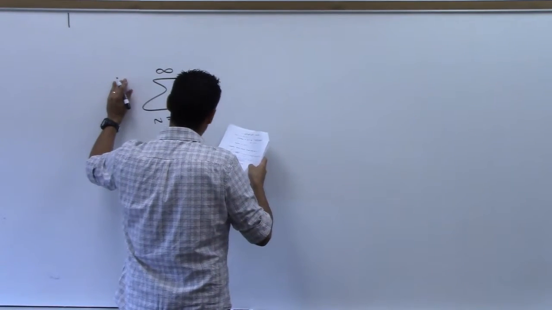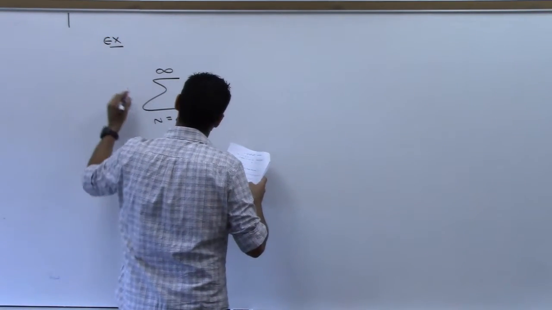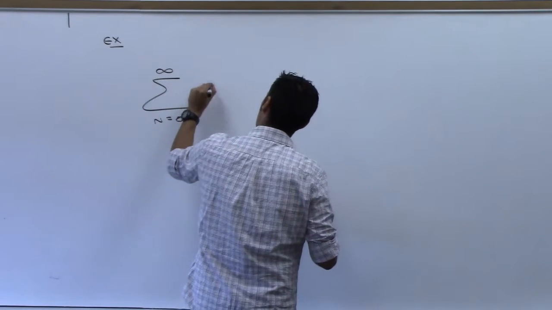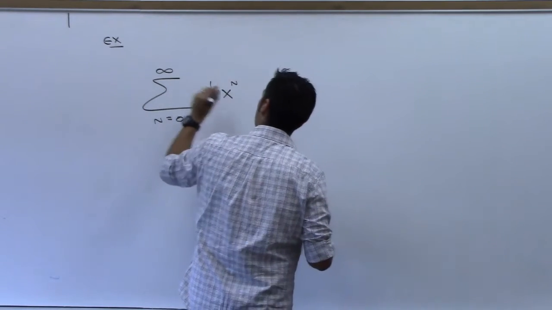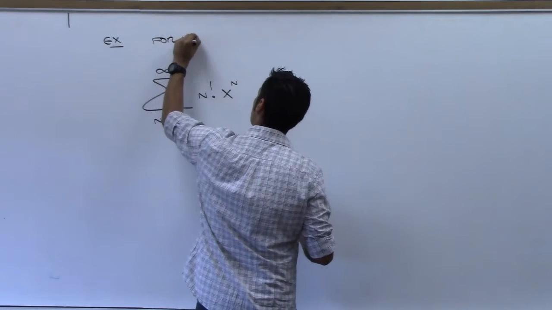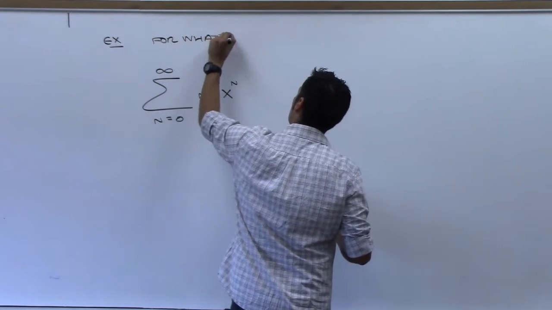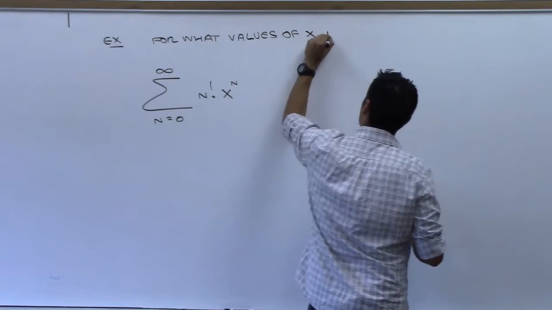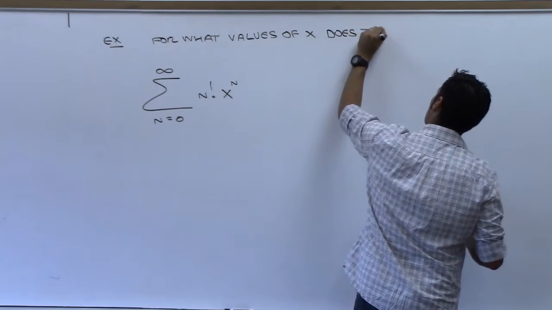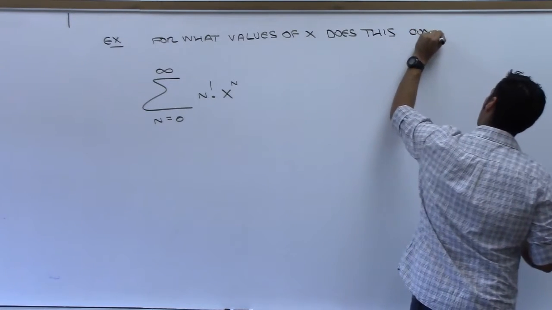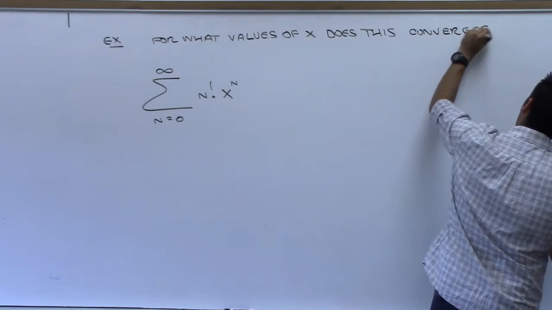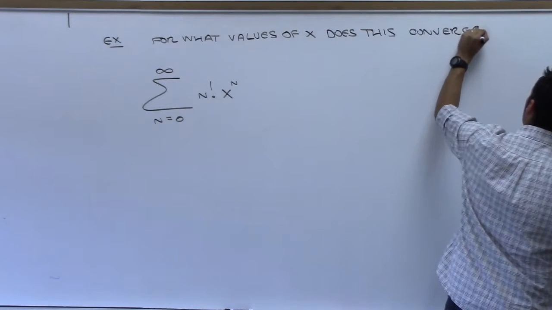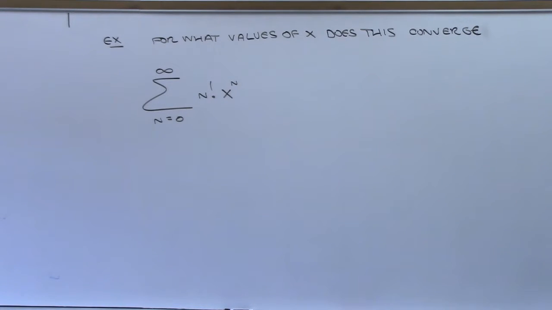The power series is the sum from n equals 0 to infinity of n factorial times x to the n. For what values of x does this converge? Can someone tell me right now, right away, a value of x where it converges? Give me a value of x which definitely makes that thing converge.